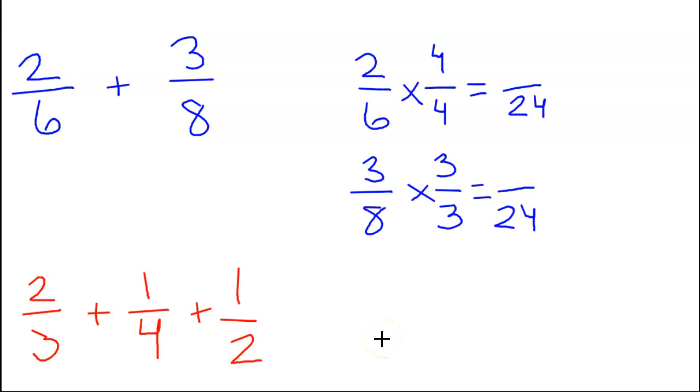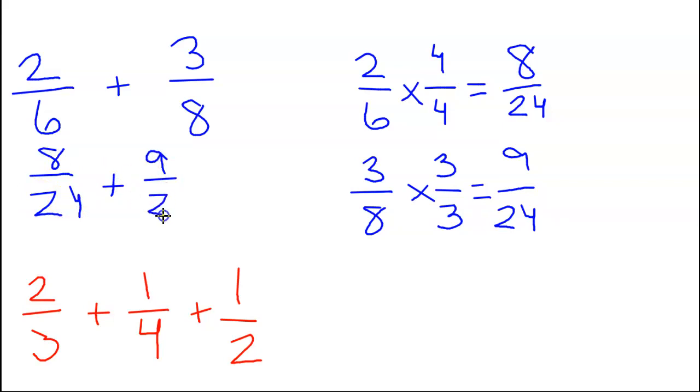All right, for that first one, the lowest common multiple is 24, so I can go 6, 12, 18, 24, and then 8, 16, 24. I'm going to multiply to get my new representations. I can then rewrite it with my renamed fractions: 8/24 plus 9/24. That's going to give me 17/24. Let's go ahead and move on to the next one.